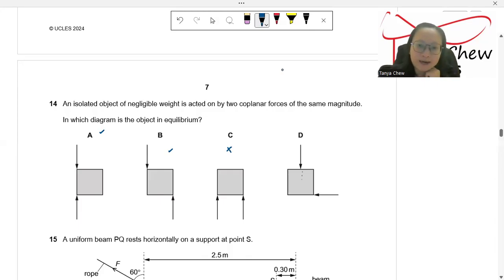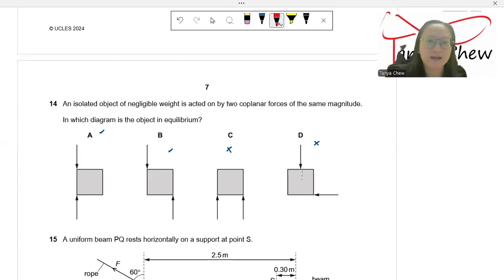D, one force is acting downwards. There is no upward force to balance it, and there is also no right force to balance that left force. D is also not the answer. Now, since we have two answers, we have to use the principle of moments to find the exact answer.